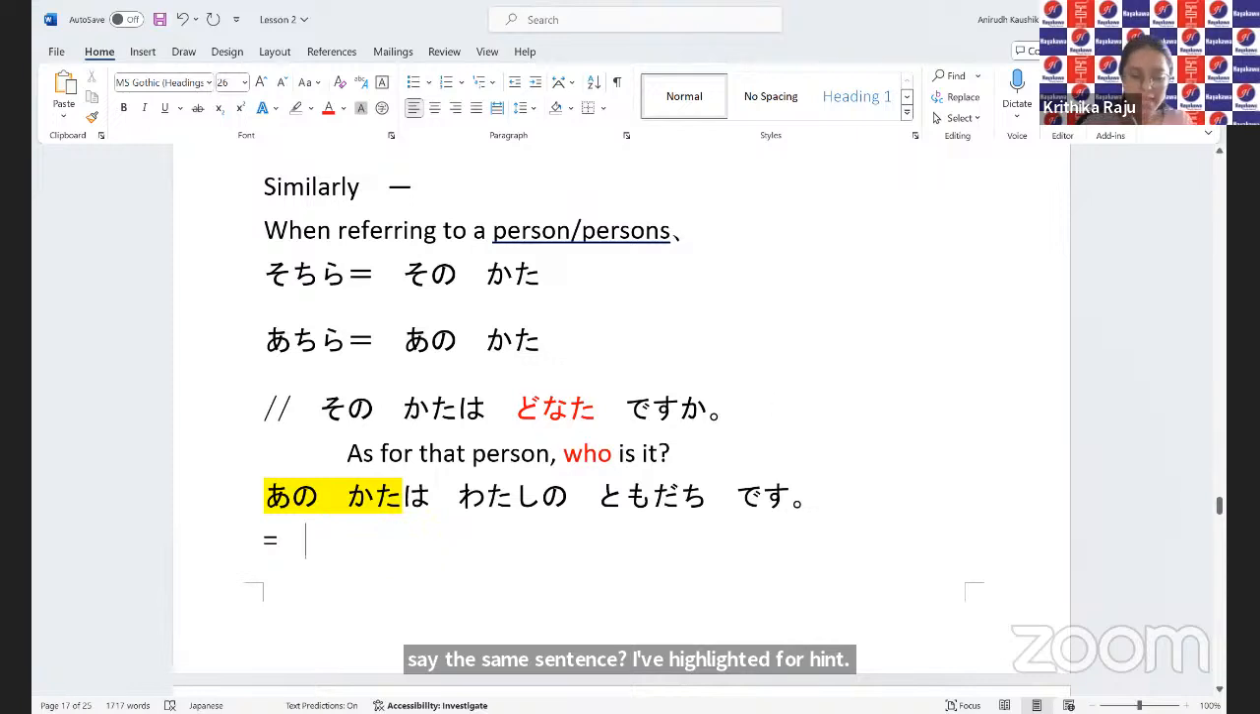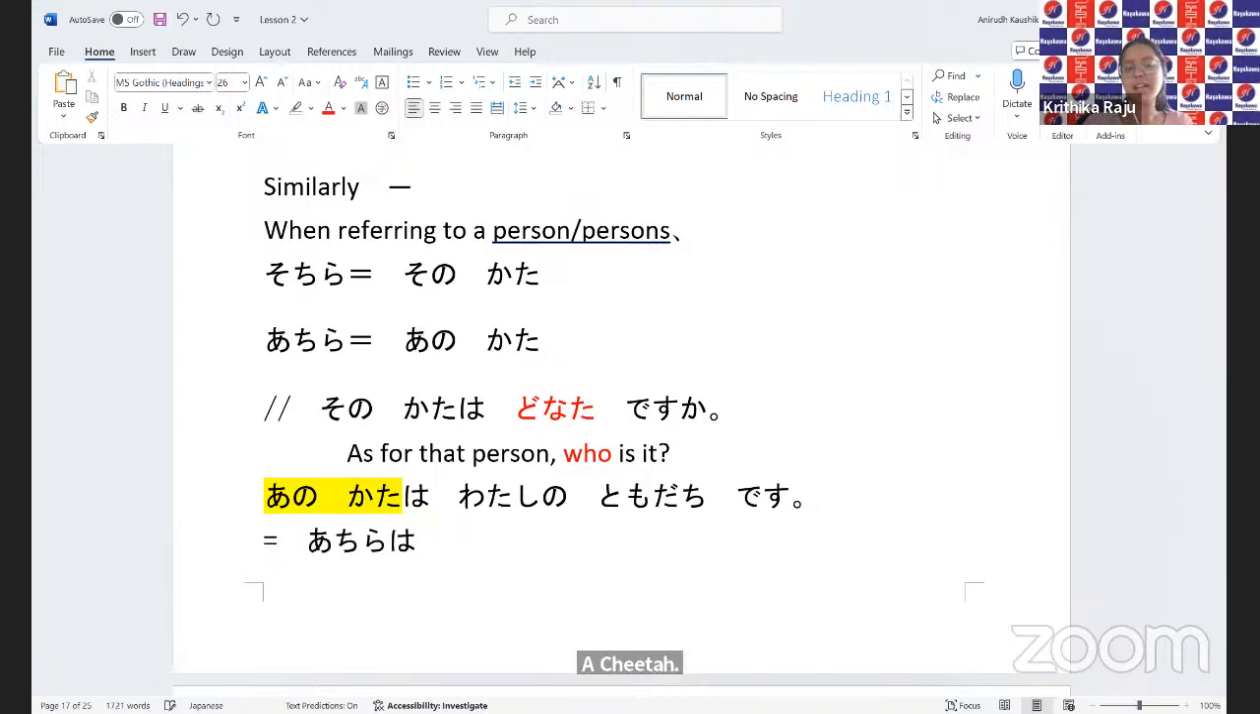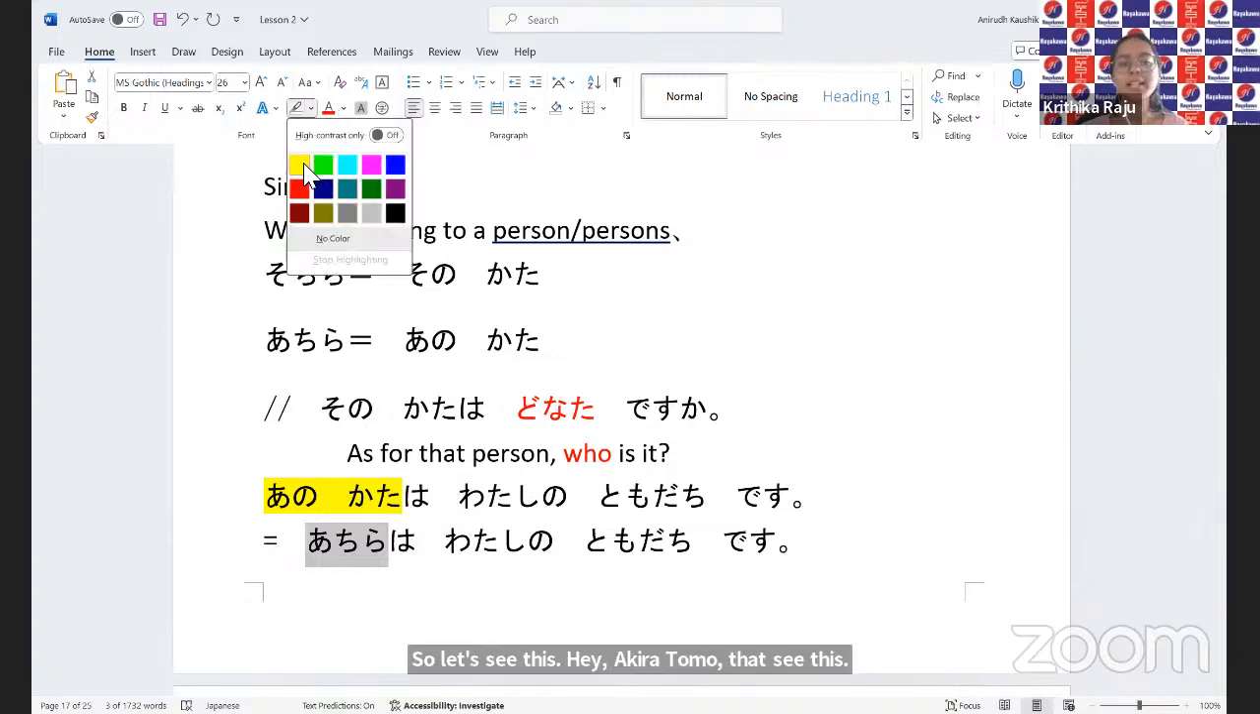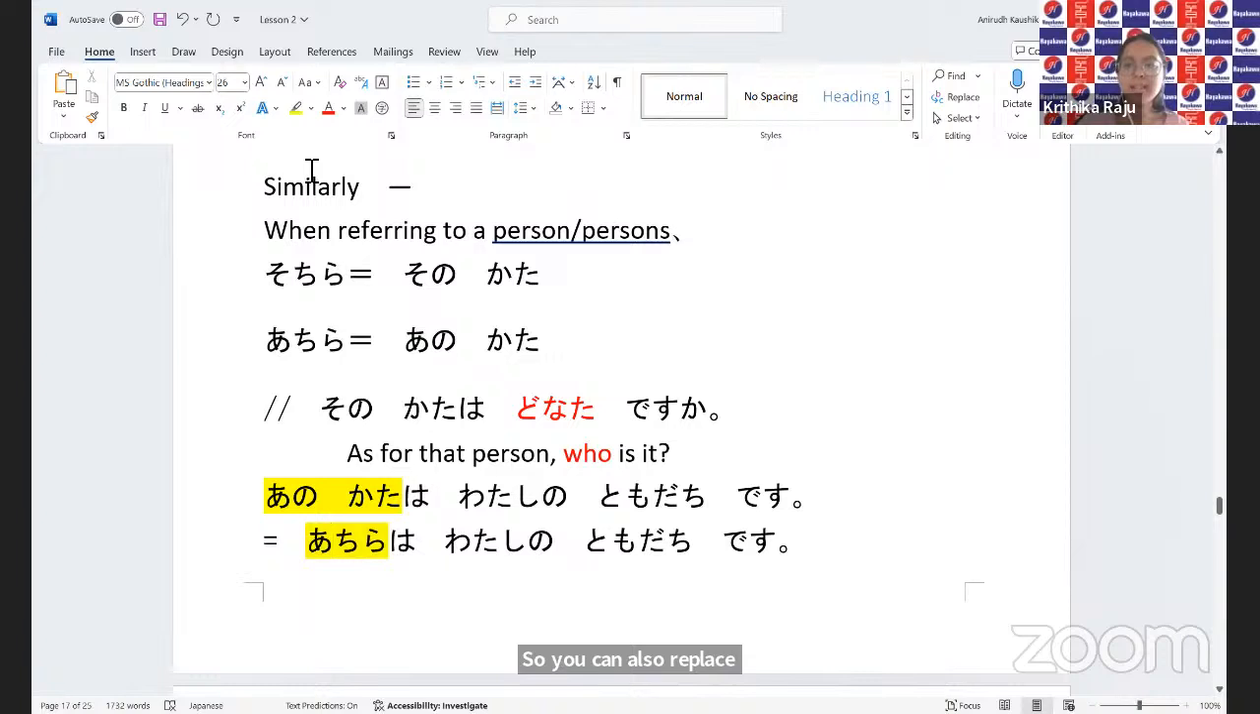Achira wa watashi no tomodachi desu. So you can also replace ano kata with achira. Is this understood? The second set, ano kata, could you explain how it can be replaced?